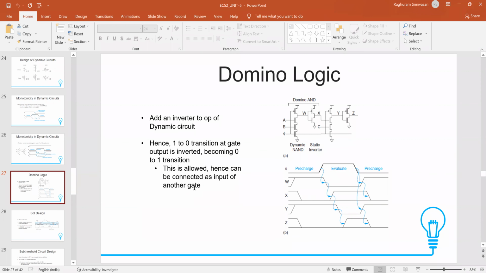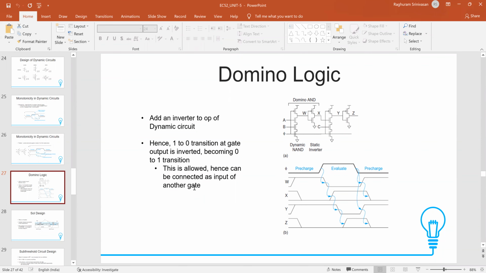Okay, so the reason for that is that in the pre-charge phase, W will definitely be at 1. And if W is at 1, X is going to be at 0. Okay, so in the evaluate phase, W can go from 1 to 0, or it can stay at 1. If W stays at 1, X will stay at 0. If W goes to 0, then X will go to 1.